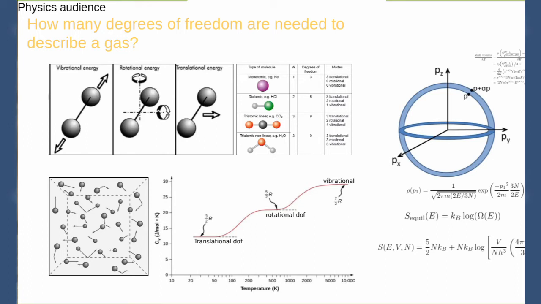And then we talk about how these microscopic degrees of freedom that describe each molecule in a gas can in a way be put together so that you describe the entire gas with only a few numbers, such as volume, the entropy, the number of particles, and the temperature. So this is how I'd explain this to a physicist.